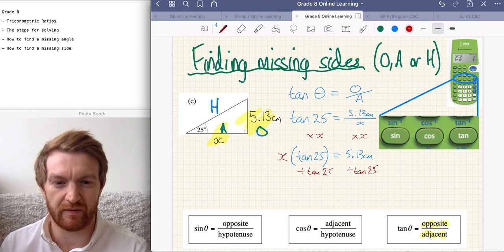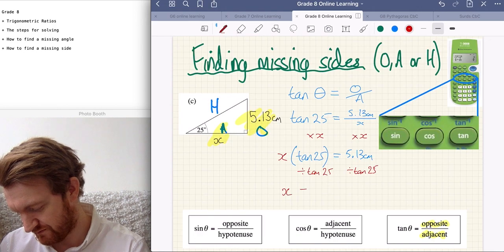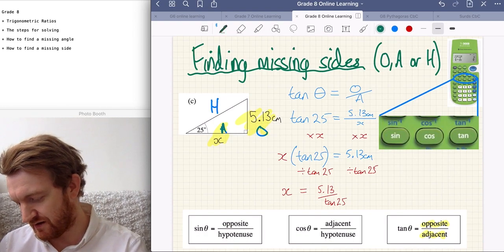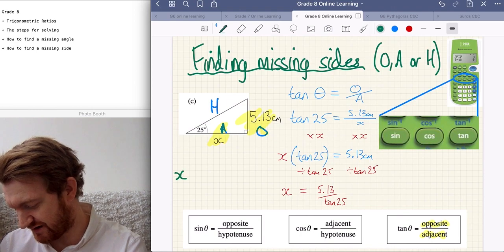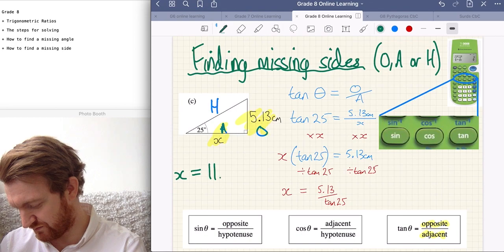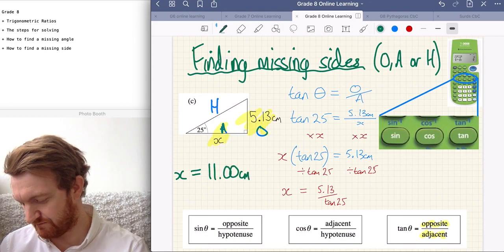I'm going to show you a quicker way to do this in a second. So it's going to be 5.13 over tan 25. And then we type that into the calculator, and it gives us x is equal to, let me have a look at my answer, 11 to 2 decimal places.